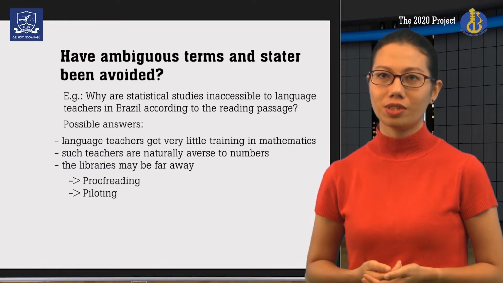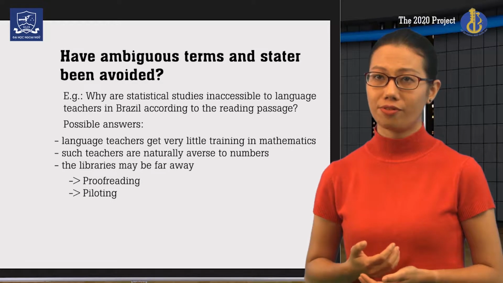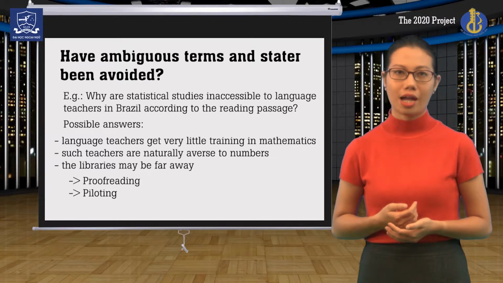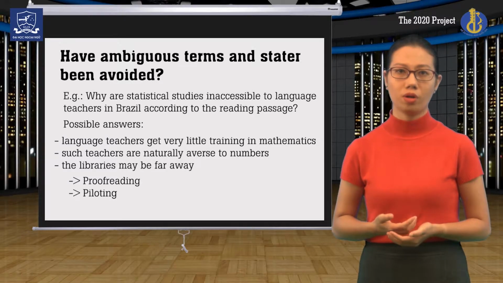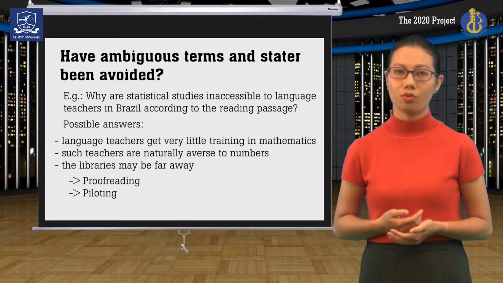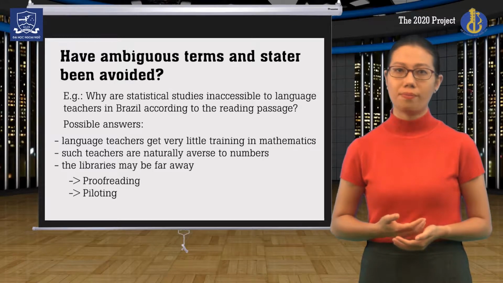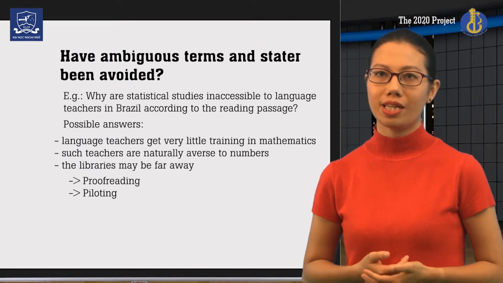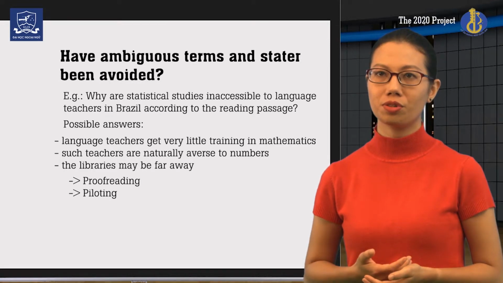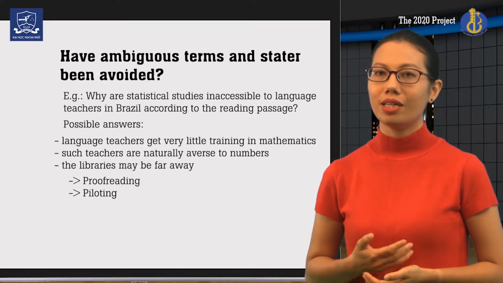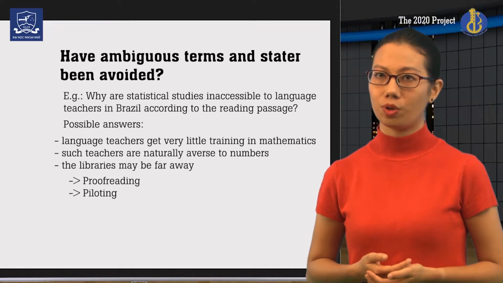If the correct answer was something like, language teachers get very little training in mathematics, and/or such teachers are naturally averse to numbers, students who answered that the libraries may be far away would be wrong because of the ambiguity of the word inaccessible, even if that is factually true and mentioned in the passage. The problem is that ambiguous language may cause students to answer incorrectly, even though they know the correct answer. Such an outcome is always undesirable.